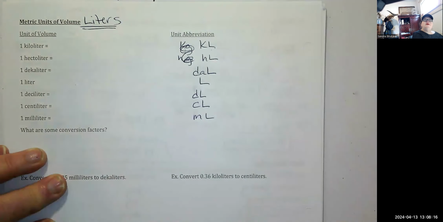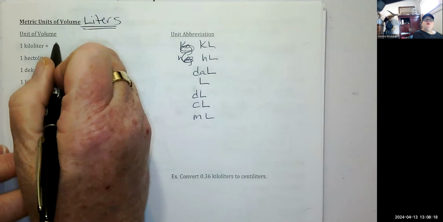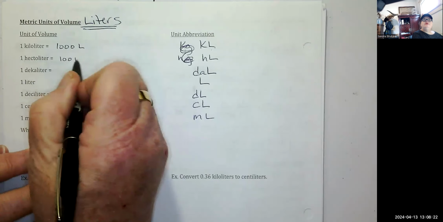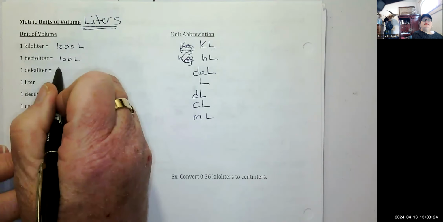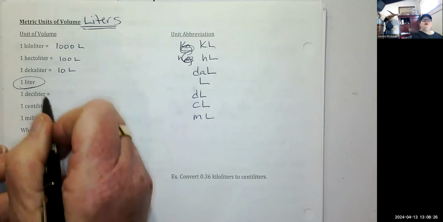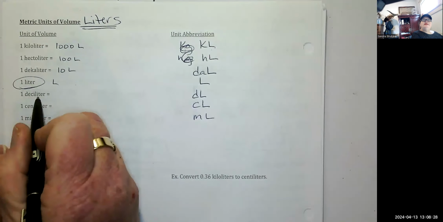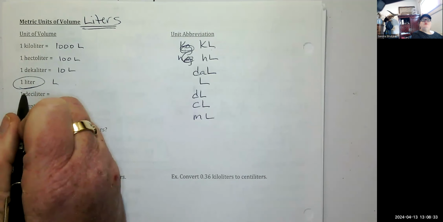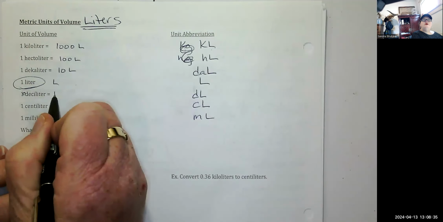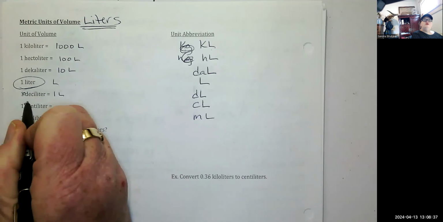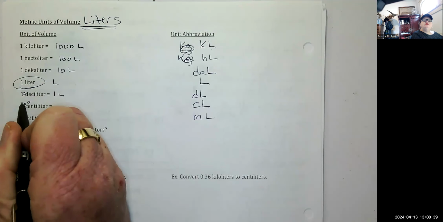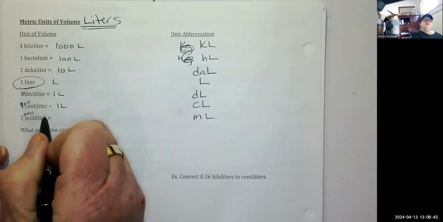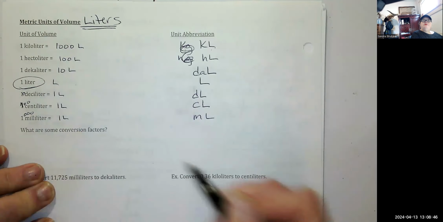Okay. 1 kiloliter is equal to 1,000 liters. 1 hectoliter is 100 liters. 1 decaliter is 10 liters. Then you've got our liters as our L. For the smaller units, I'm going to do this just because it's the decimal. So 10 deciliters is 1 liter. 100 centiliters is 1 liter. 1,000 milliliters is 1 liter.